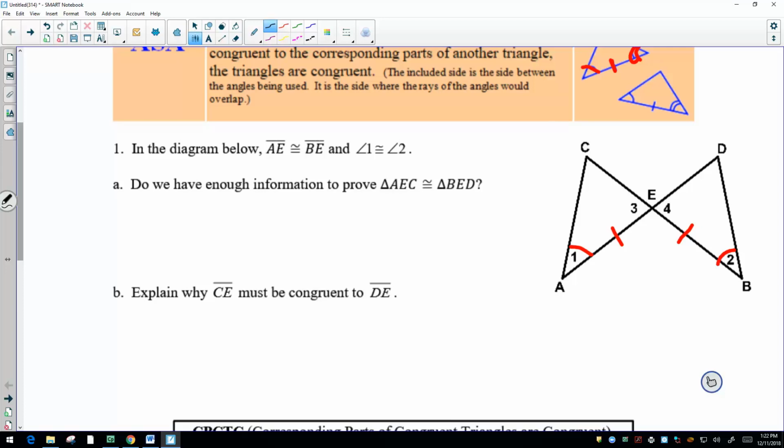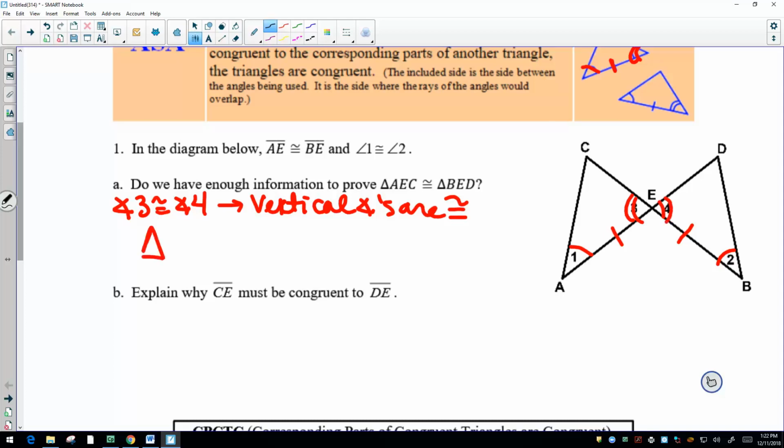So do we have enough information to prove the triangles are congruent? Well, we do, even though we only have two parts. The third part's going to come from that angle 3 being congruent to angle 4. Those are vertical angles, and we know that vertical angles are congruent. So by using that piece of information, and now looking at my triangles, I could say yes, the triangles will be congruent. So triangle AEC will be congruent to triangle BED, and our method would be by angle side angle.